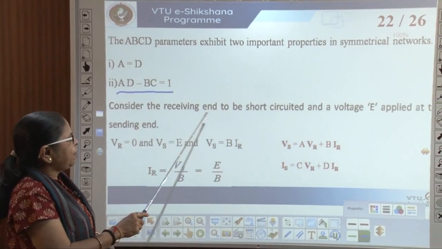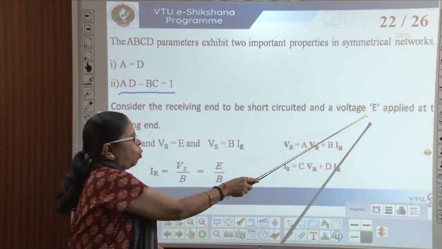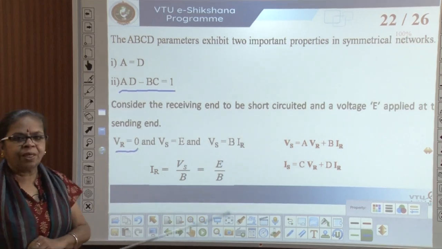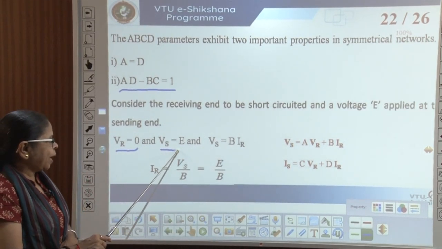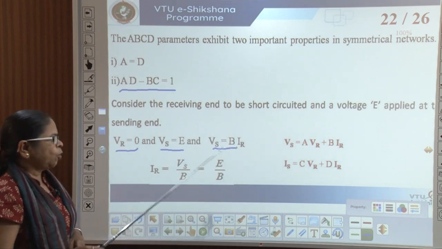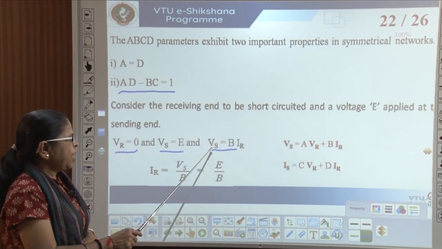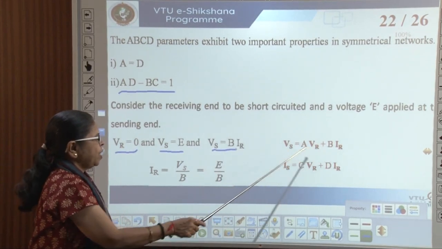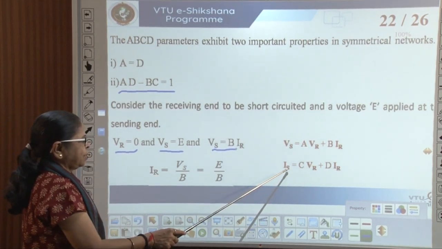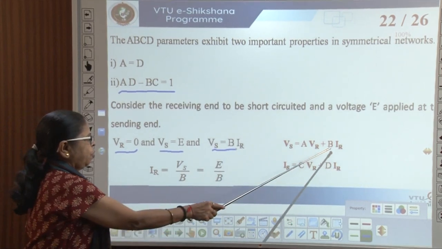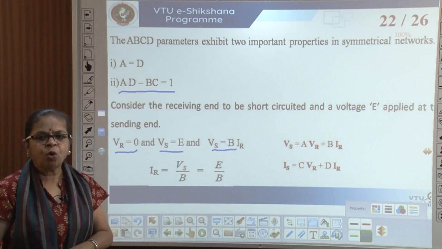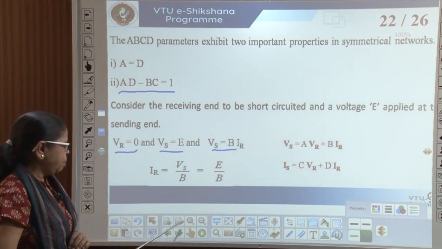So, let us assume that the receiving end is short circuited and I apply a voltage E at the sending end. So, VR is equal to 0 because I have short circuited the receiving end and VS is equal to E, I am applying an external source. So, VS is equal to BIR, as VR is 0 so AVR will be 0. Similarly, here VR is 0, so IS is DIR. So, IR will be VS by B. And what is VS? I am applying a voltage of E. So, IR is E by B.